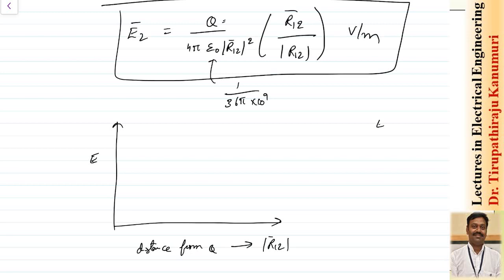So the electric field, you can see, is inversely proportional to the distance square. That is what we got, because this is anyway the magnitude of the unit vector, so I am neglecting that. So we can tell that as the distance is varying, that magnitude will go on varying. So this is my value of E. So E will go on decaying as you are increasing the distance.